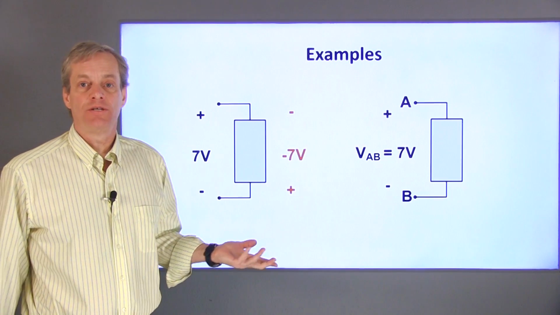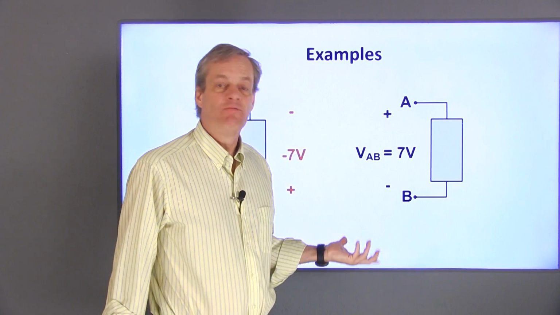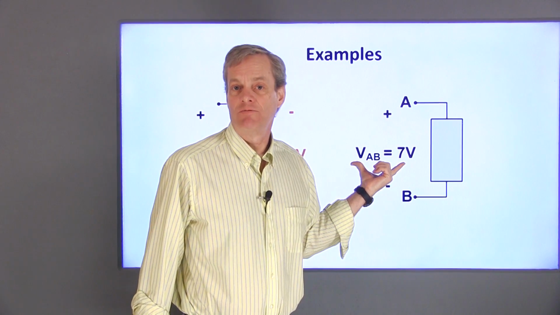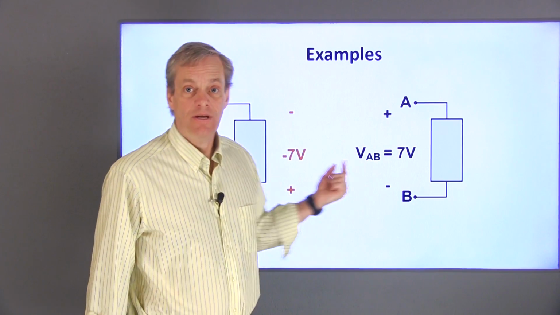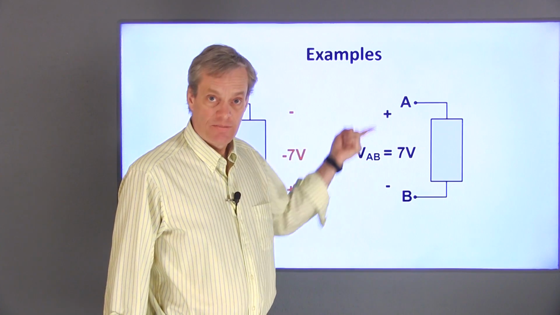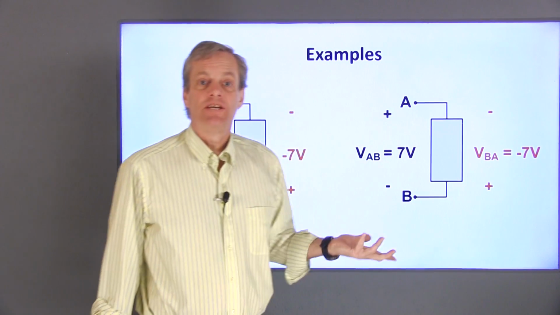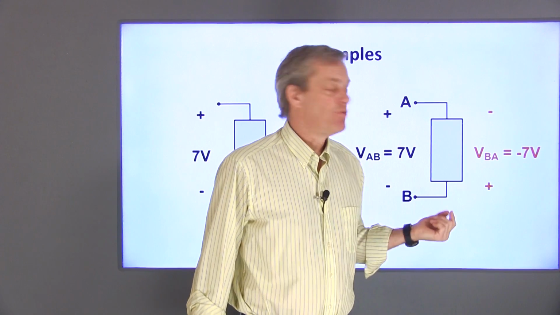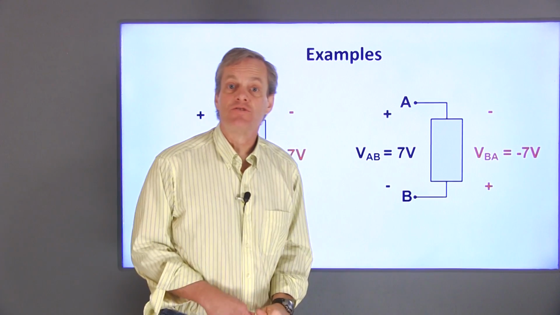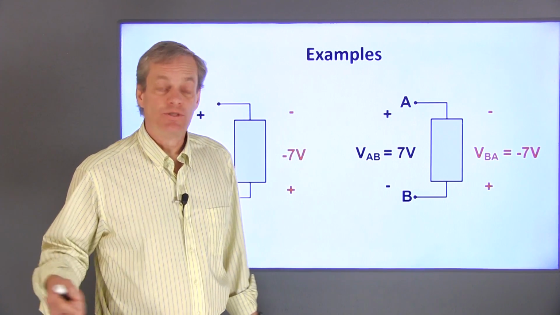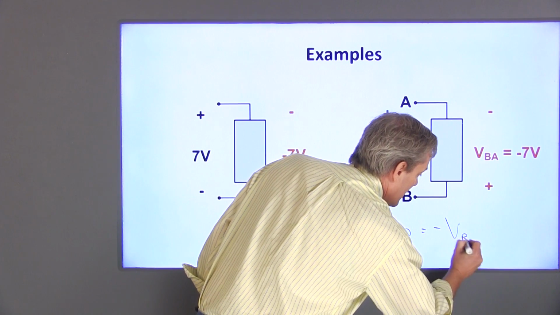Now let's look at subscript notation. If I label this as terminal A and this as terminal B, I can represent this same voltage difference as V_AB equals 7 volts. The first subscript tells me which terminal to assume has the higher potential. So V_AB is specifying this polarity. V_BA indicates this polarity. So if I specify this voltage as V_BA, the voltage will be negative 7 volts. Changing the order of the subscripts reverses the assumed polarity and changes the sign on the voltage value. So V_AB will always be the negative of V_BA.